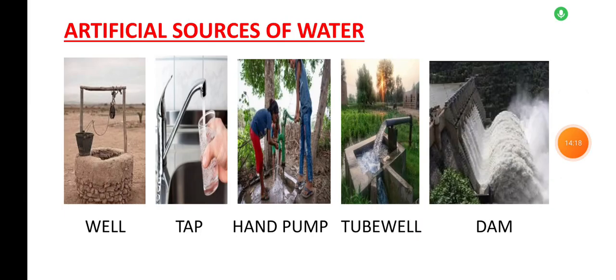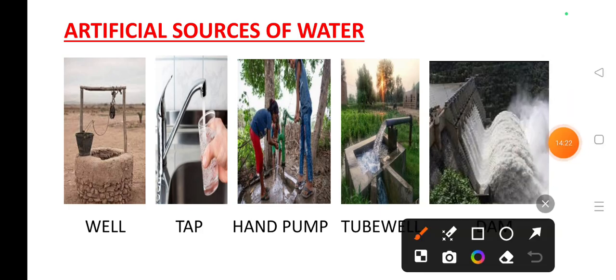Yes, children, you can see here the different sources of water. These are the artificial source of water like well, tap, hand pump, tube well, and this is dam. Okay, these are all artificial source of water. So we don't need to depend only on river or lake or pond. These are the man-made things.